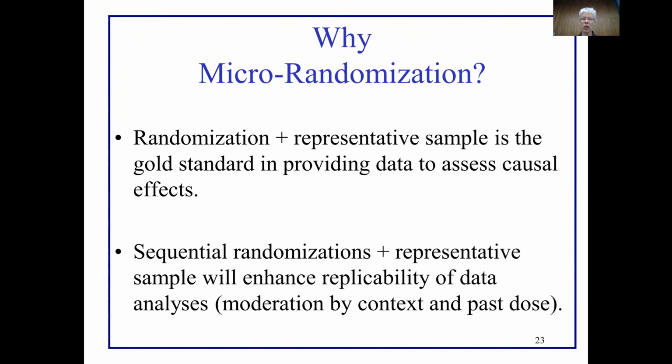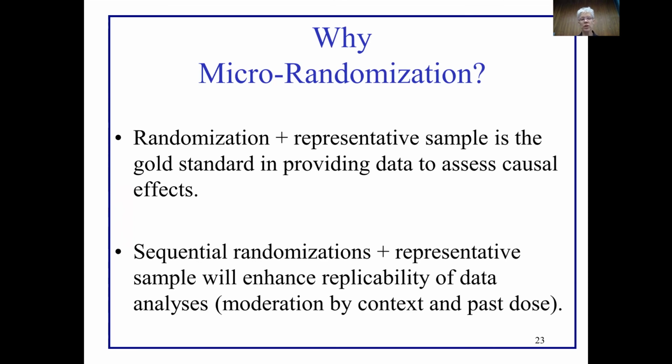I think many people are tuned into this slide. It's something that we all understand. I just want to make sure to be clear. So why are we randomizing? We know that randomization plus a representative sample of participants is a gold standard in providing data to assess causal effects. And we're really interested in what is the cause. Does this contextually tailored activity suggestion really increase step count versus no suggestion at all?